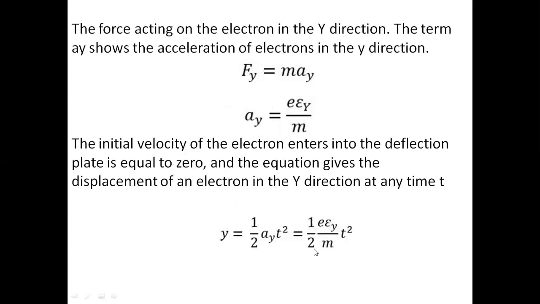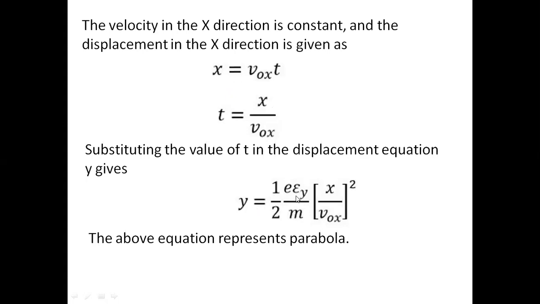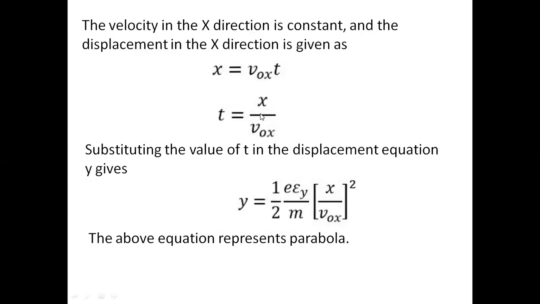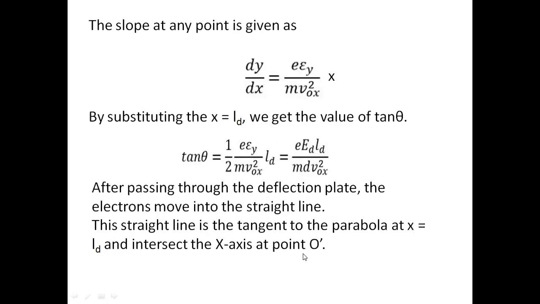Substituting this t value in the previous equation, we can get the displacement in the y direction. So y is equal to half of e epsilon y by m into t square, where t is equal to x by v naught x. The above equation represents a parabola. Actually, this equation is nothing but the formation of the parabola. So from this parabola equation, we can get the slope.